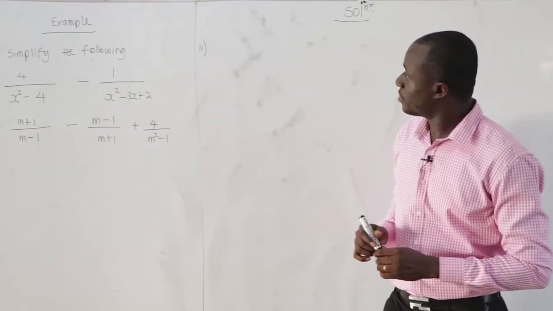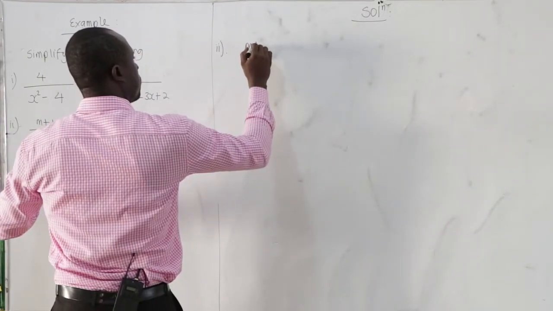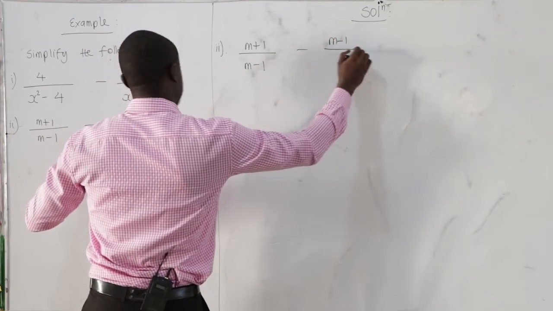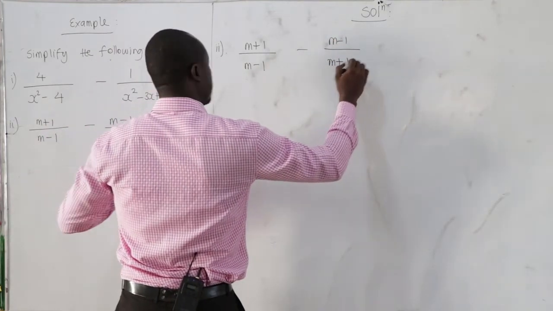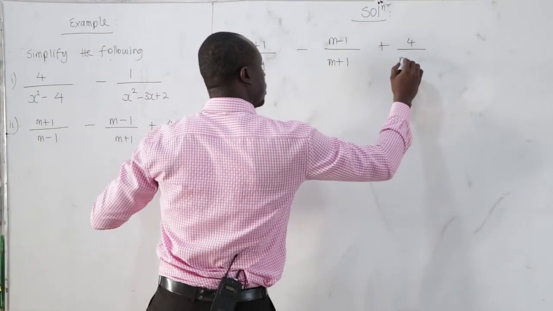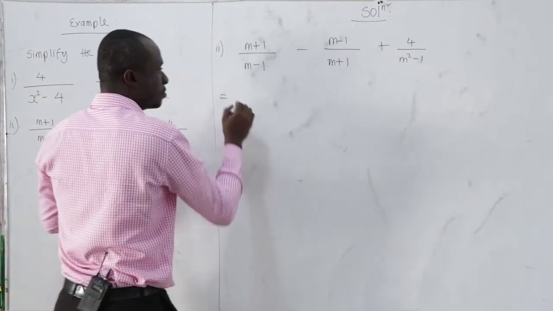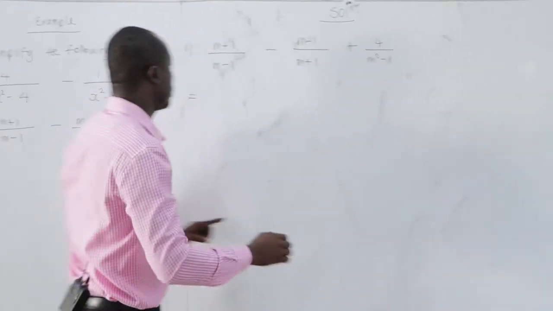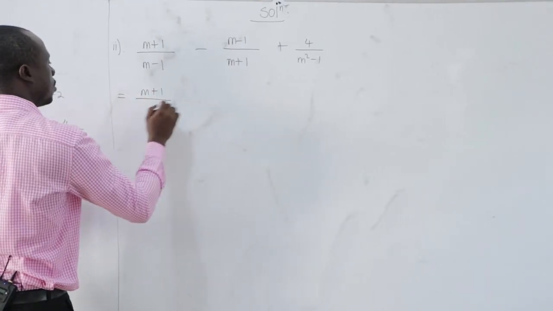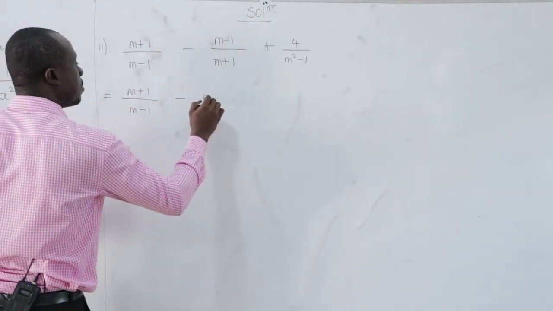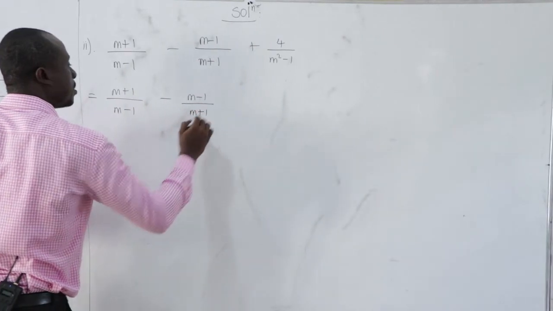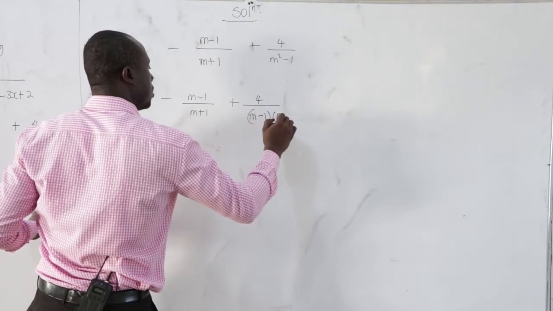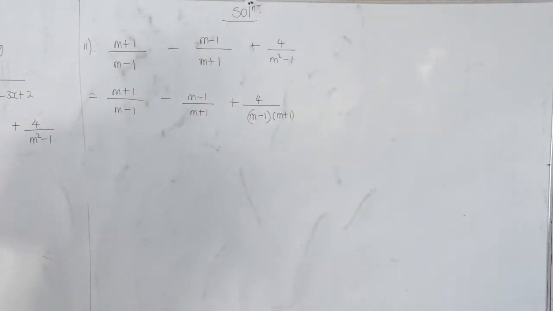Now let's see the second one, which is also a past question. So we have m plus 1 all over m minus 1, minus m minus 1 all over m plus 1, plus 4 all over m squared minus 1. Now m squared minus 1, that's the difference of two squares. So we can factor that as m minus 1, m plus 1.